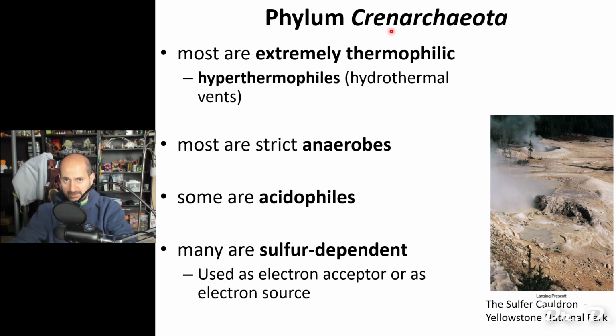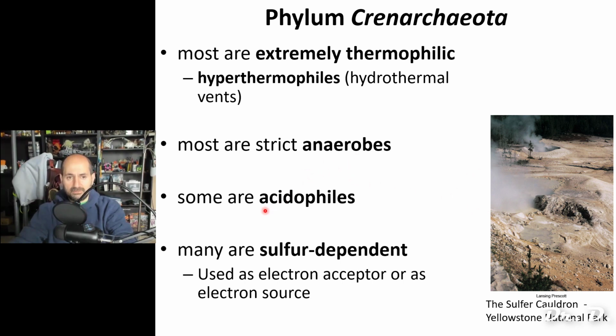The phyla Archaeota. These are extremely thermophilic. Remember what that means. That means they grow in very hot environments. I'm talking 85 degrees or more environments, boiling habitats. Hyperthermophiles can live in these hydrothermal vents, like the sulfur cauldron of Yellowstone National Park, for instance, where it's full of sulfur and it's bubbling hot. If you were to fall in there, that would be a quick demise for any human or any animal that were to fall in there.